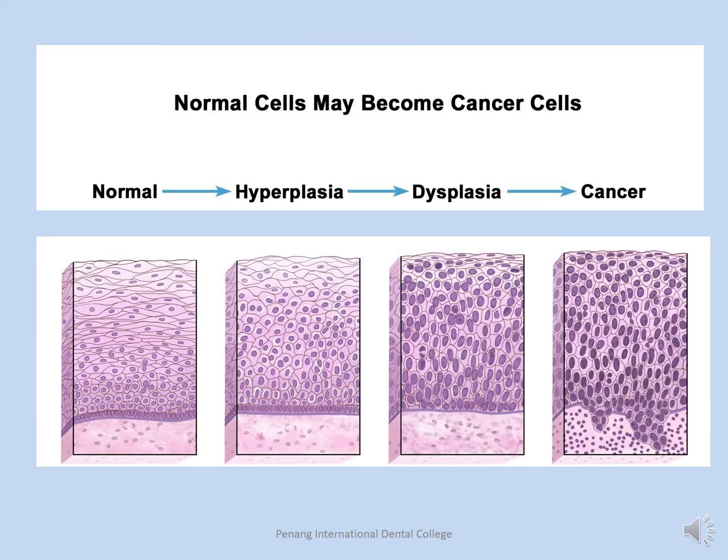So let's move further. This slide shows us the histological changes that take place from normal epithelium to hyperplastic epithelium to dysplastic epithelium and then to cancer. This is the core concept behind oral potentially malignant disorders, that means disorders that have a tendency to lead to oral cancer in the oral cavity. So this is the histological understanding of that concept.